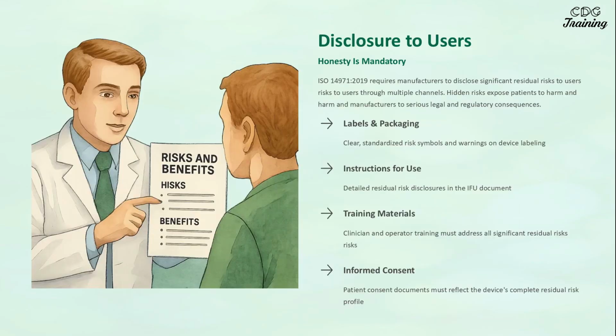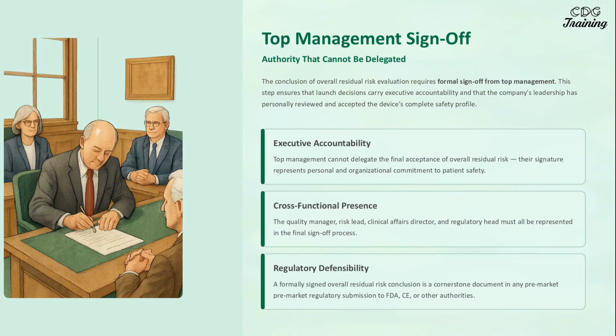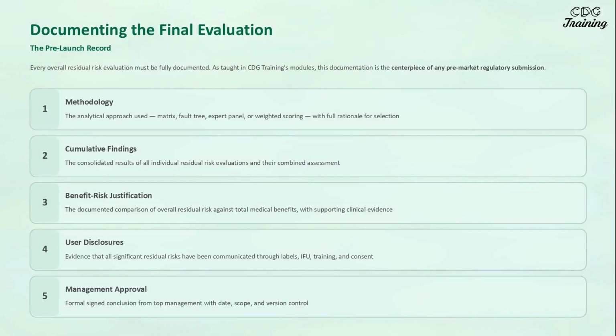Manufacturers must disclose significant residual risks to users. Transparency through labels, instructions, and training ensures informed decision-making. Final acceptance of residual risk requires top management sign-off, ensuring accountability and comprehensive safety profiles before market release. Every evaluation step must be documented meticulously. This record is crucial for regulatory submissions and ensures all risks are addressed before launch.